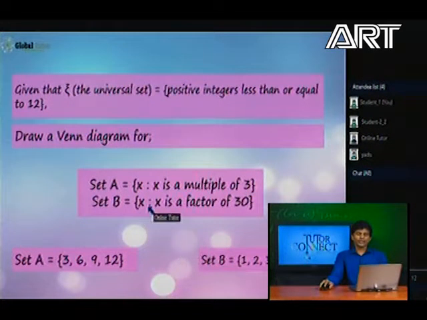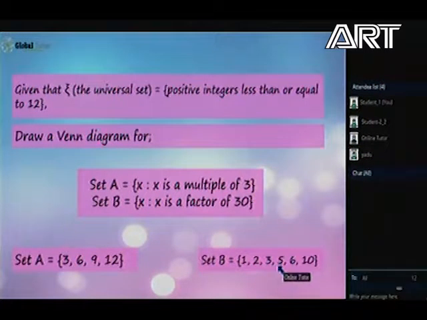Set B, which says x is a factor of 30, means that set B equals 1, 2, 3, 5, 6 and 10. So, as the question says, positive integers less than or equal to 12, what we have to do is get the answers which are equal to or less than 12.